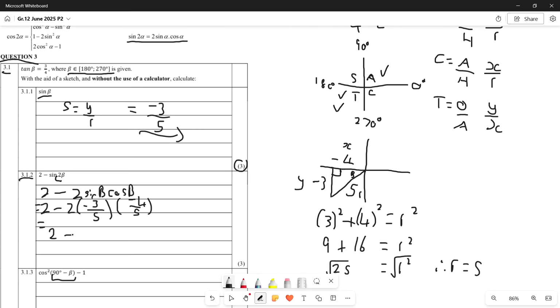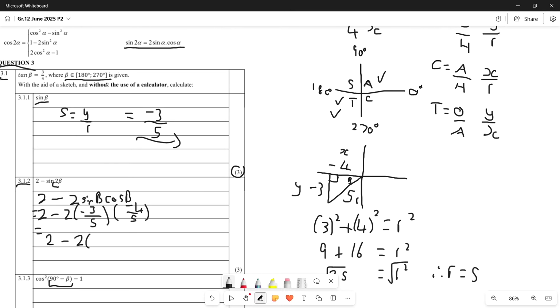So we're going to leave the 2 out here, and then we can multiply these. So we're going to leave the 2 there, and then top times top is minus 3 times minus 4. At this stage, we can do it with our calculator. They said without the use of a calculator, but you can just check. But doing it mentally is also a good way of practicing. So minus 3 times negative 4 is 12. 5 times 5 is 25. So we have 12 over 25.